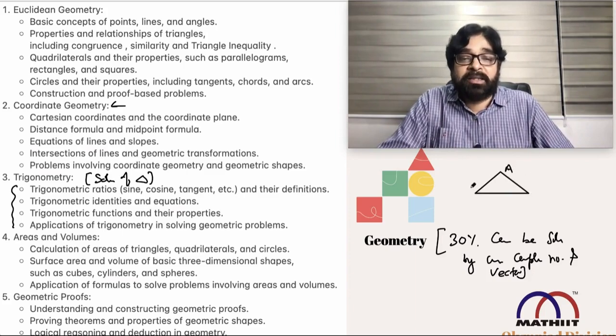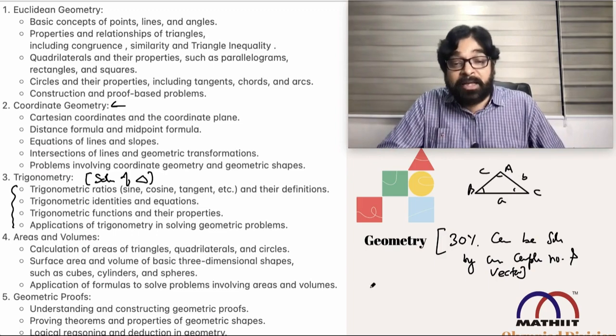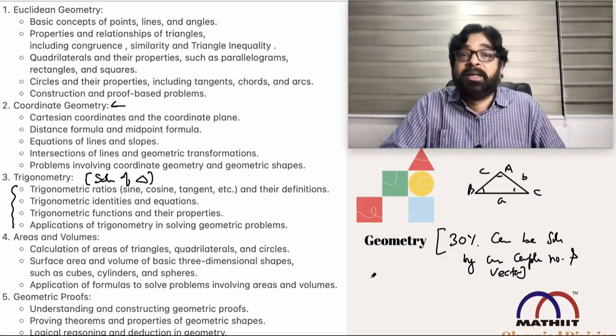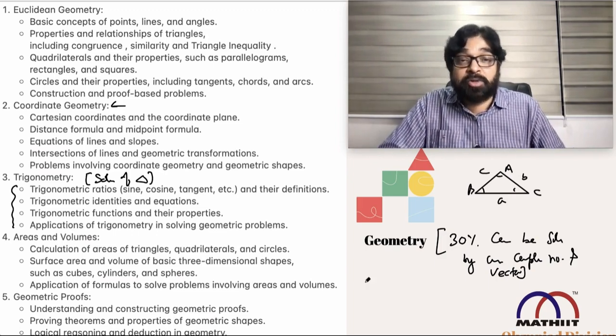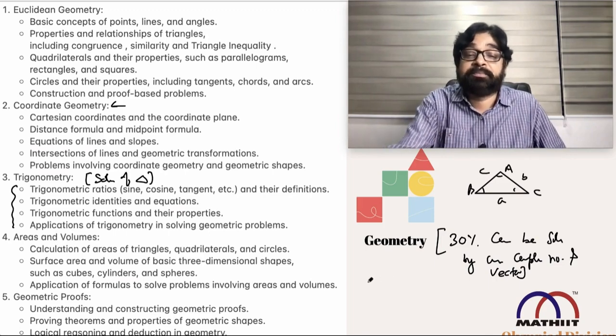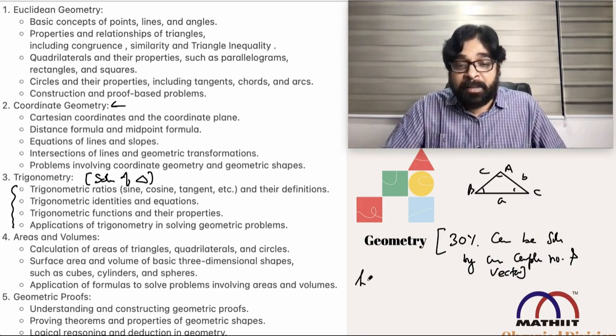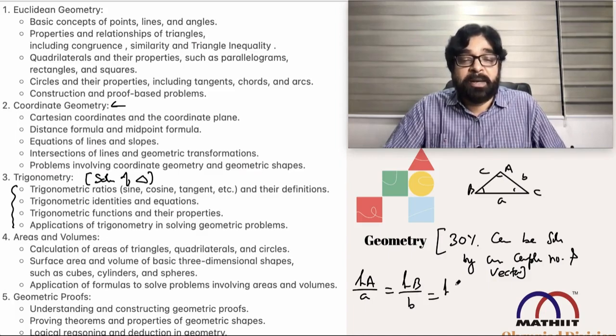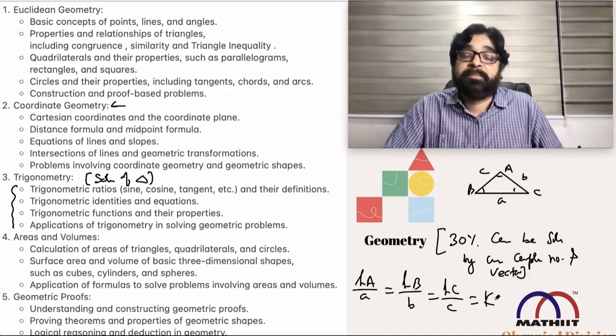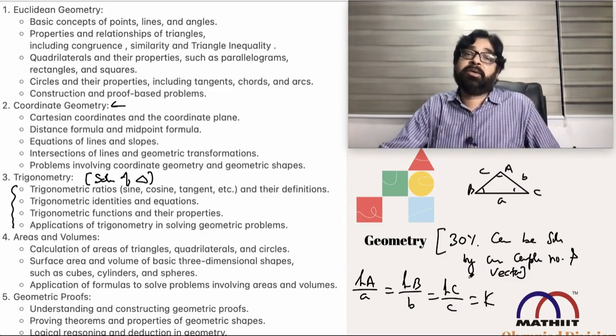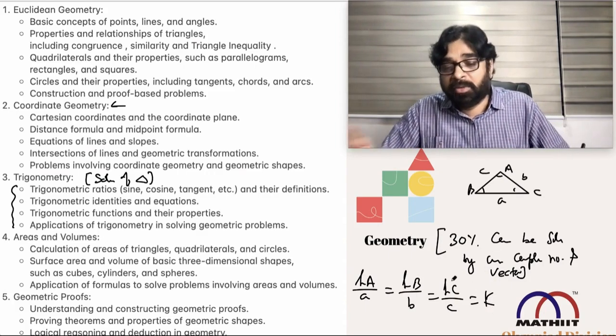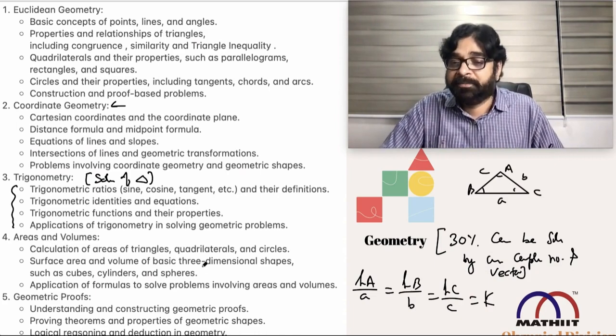Suppose one triangle is there, with vertices A, B, C. Suppose this side length is a, this side length is b, this is the small c, and the angles are capital A, capital B, capital C. So the sine rule is there, the cosine rule is there. All those things are used in geometry. The sine rule means what? Sine A by a equals sine B by b equals sine C by c, which is equal to some constant. And that constant is related to the circle of this triangle. So when you study these things, you will understand.